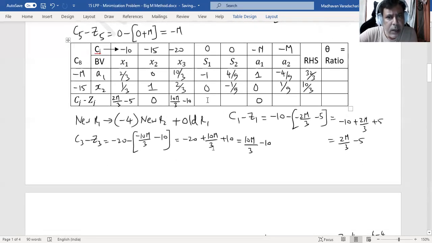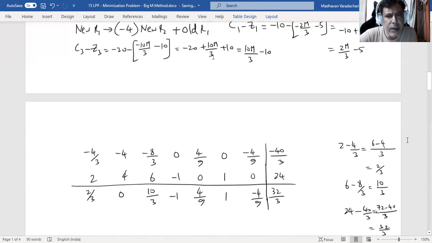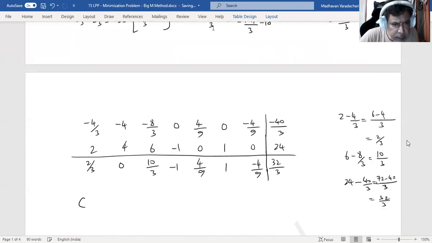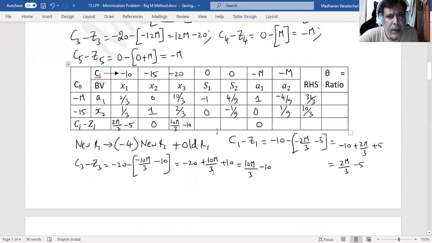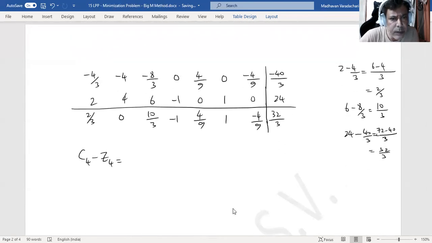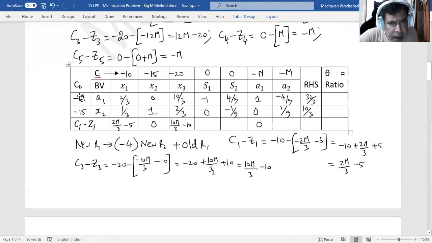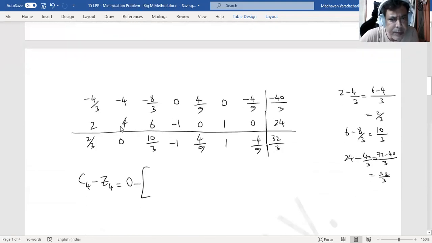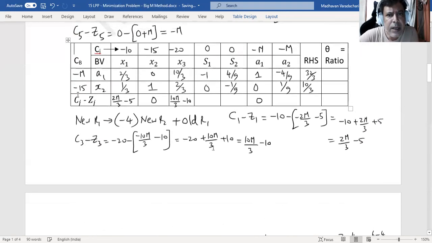Now, this one is what? C4 minus Z4. Let's calculate that. What is C4? C4 is 0. Minus of Z4. Z4 is minus M into minus 1. It is plus M. 15 into 0, it is 0. So it is only plus M. That means this will become negative M. I can fill up there negative M.